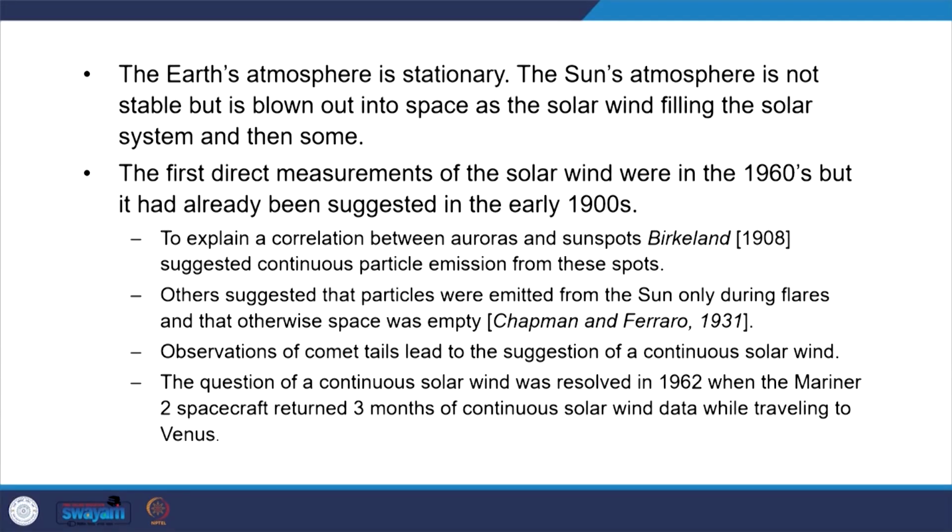the sunspots. Why do we get to see auroras only during the time when there are a lot of sunspots on the visible disk? There must be something connected between these two things. Something must be coming out of these sunspots and depositing its energy in the polar regions. Others suggested that particles were emitted from the sun only during the flares and that otherwise space was empty.